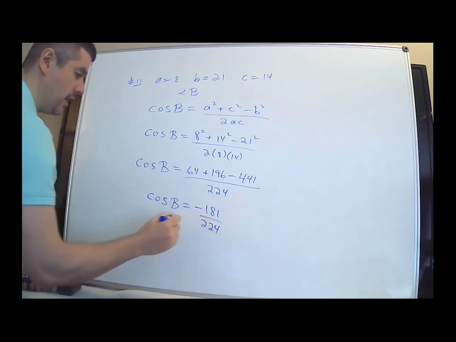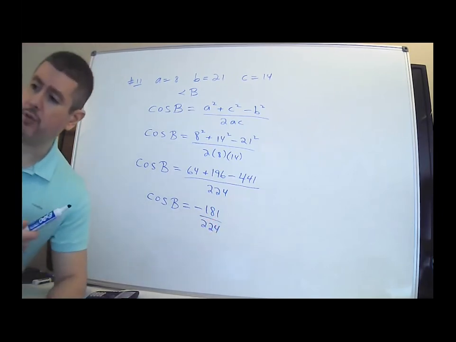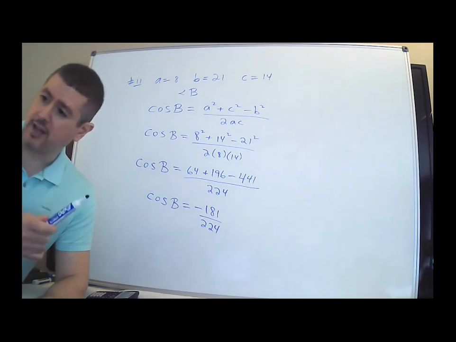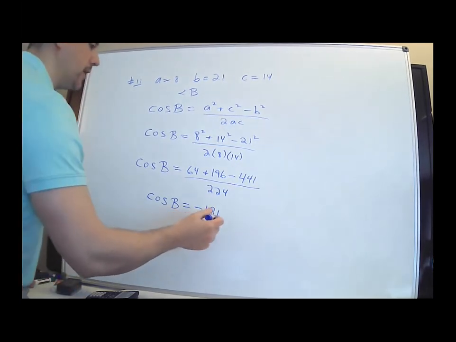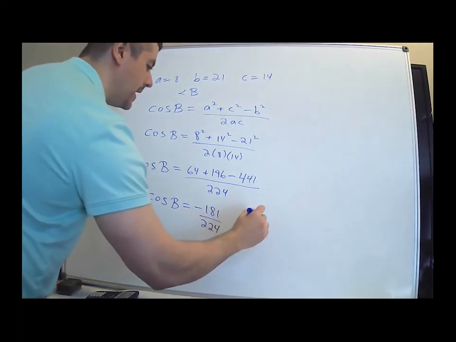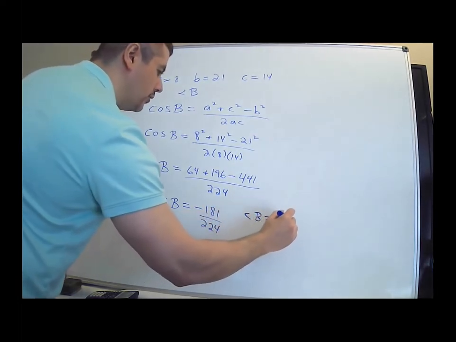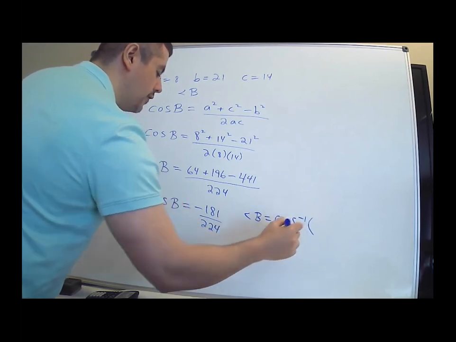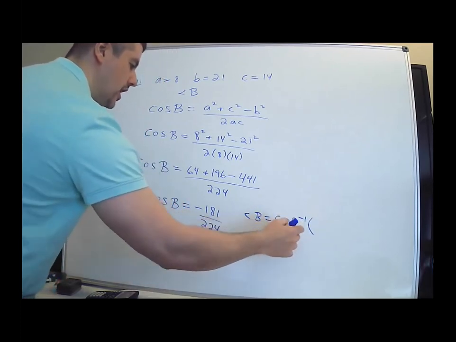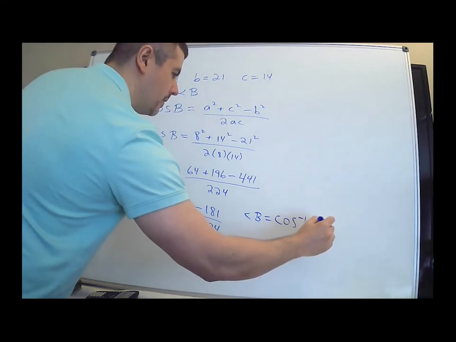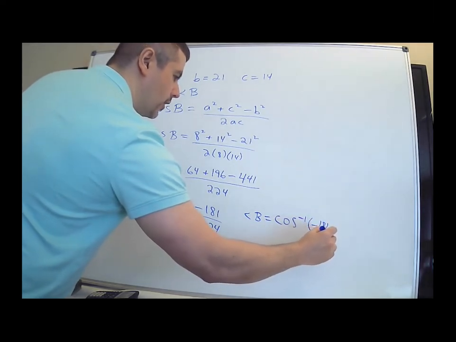What does the negative number tell you? The negative number tells you that this angle is going to be larger than 90 degrees. It is going to land in the second quadrant. So I know it's going to be bigger than 90. So to find angle B, I have to do cos negative 1, inverse cosine of negative 181 over 224.